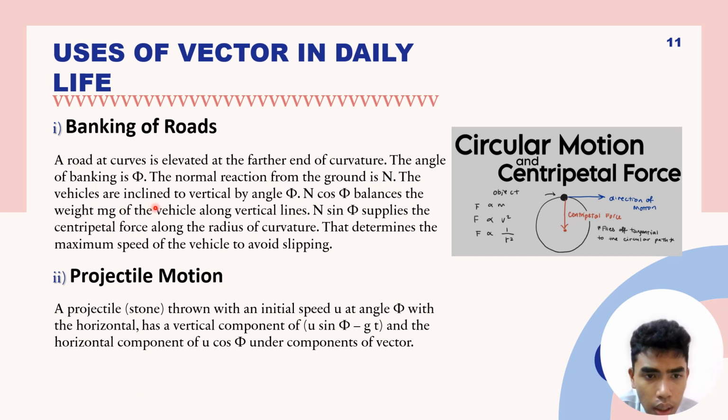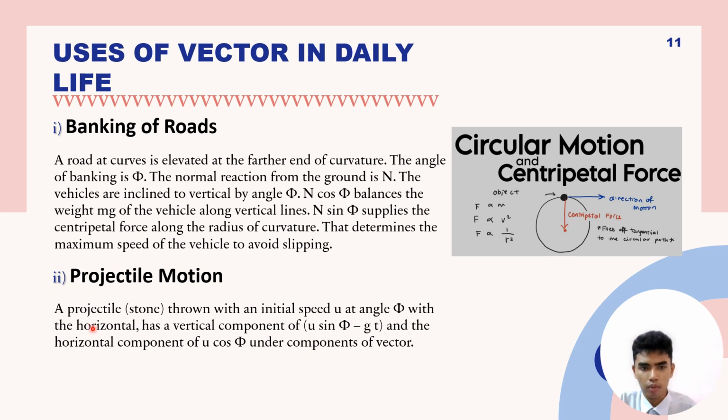The vehicle is inclined to the vertical by angle theta, and N cos theta balances the weight mg of the vehicle, which is the formula of weight in physics, and N sin theta supplies the centripetal force along the radius of curvature that determines the maximum speed of the vehicle to avoid slipping. Like when we have a really steep slope of a mountain, we use this kind of formula to determine what speed we need to get the vehicle on top of the hills without slipping.